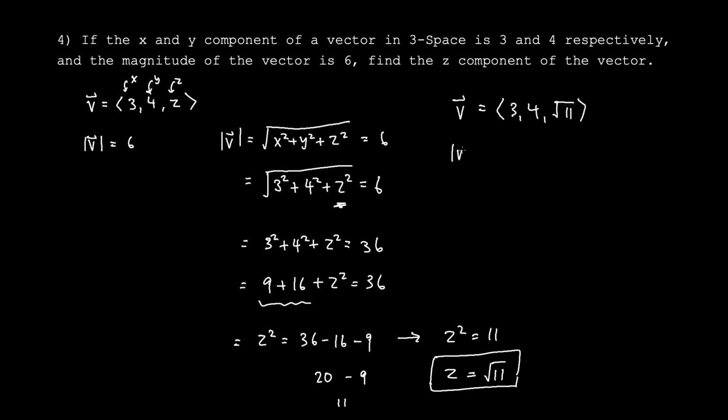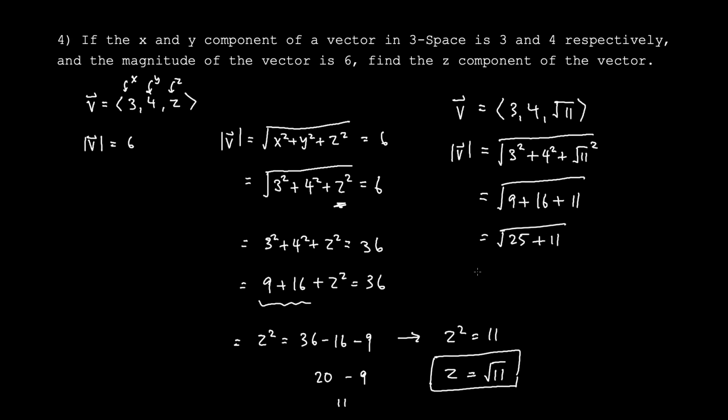And if we try to find the magnitude of this vector, we get the square root of 3 squared plus 4 squared plus the square root of 11 squared. So 3 squared is 9, 4 squared is 16, and the square root of 11 squared is just 11 because the square root cancels out when you square it. 9 plus 16 is 25. 25 plus 11 is 36. And the square root of 36 is 6. So since the magnitude of the vector matches what we were given, we know that this is the right answer. So the z component is equal to the square root of 11.